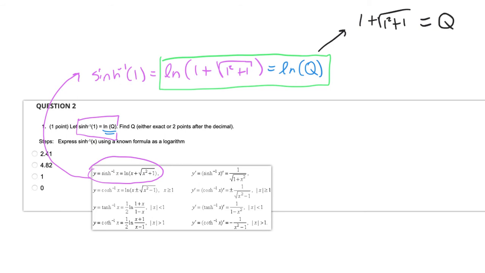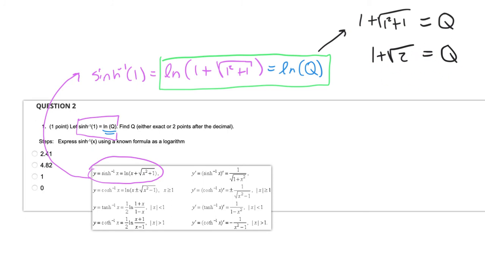Once again, keeping in mind finding q is our goal, right? We're not looking for natural log of q. We're looking for just q itself, and therefore we're acknowledging that this is equal to q, setting up that equation. Obviously, this would be 1 plus square root of 2. And at that point, we are effectively done.